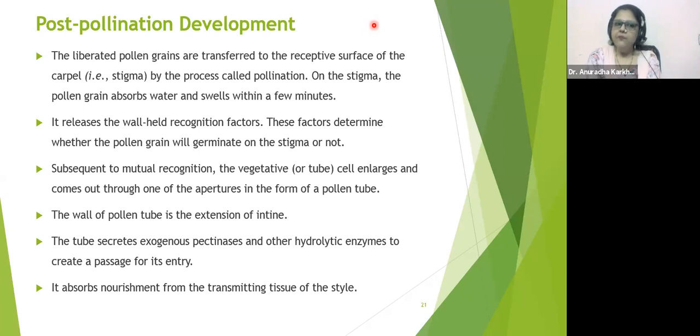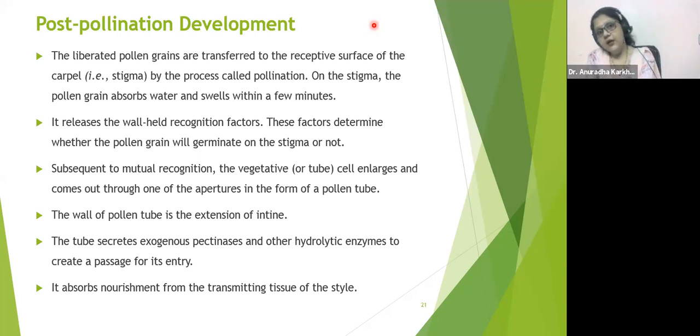So now what will happen? It releases the wall held recognition factors, and whether the pollen grain will germinate on the stigma or not. Means what will happen, I'll tell you. Suppose the stigma is of mango plant. और इस स्टिग्मा पे राइस का पोलन ग्रेन आके गिरा. राइस का पोलन ग्रेन आके गिर गया.